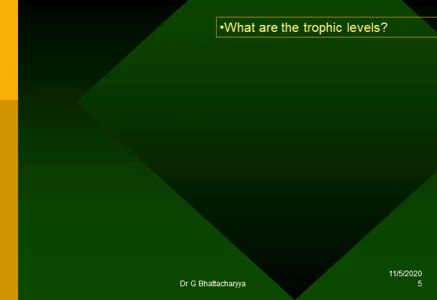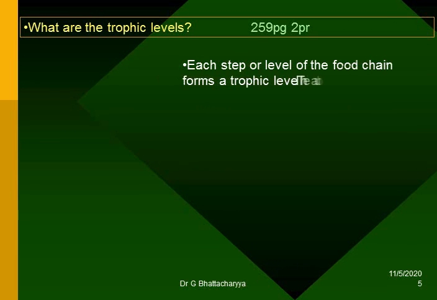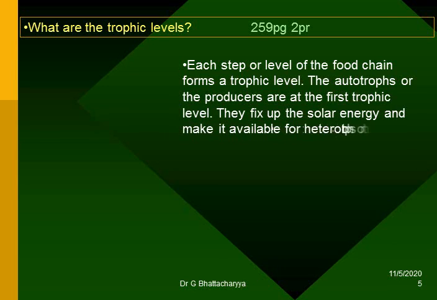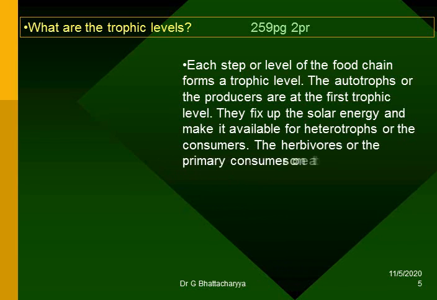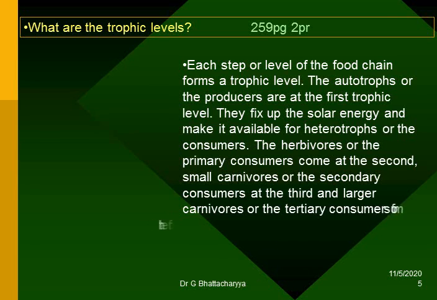What are the trophic levels? Each step or level of the food chain forms a trophic level. The autotrophs or the producers are at the first trophic level. They fix up the solar energy and make it available for heterotrophs or the consumers. The herbivores or the primary consumers come at the second, small carnivores or the secondary consumers at the third, and large carnivores or the tertiary consumers form the fourth trophic level.